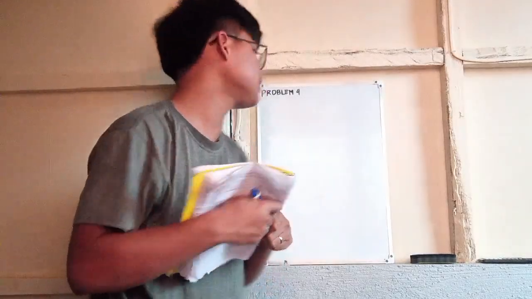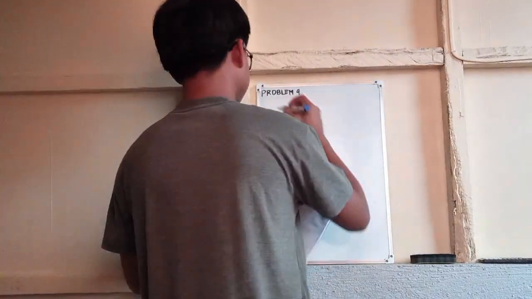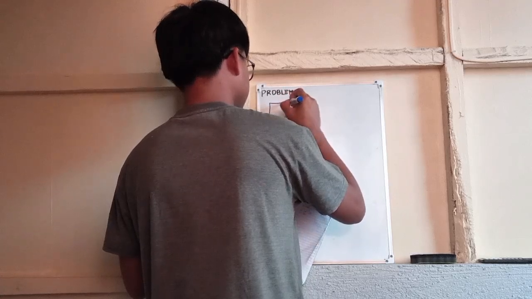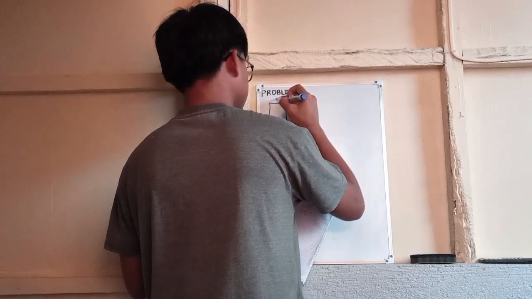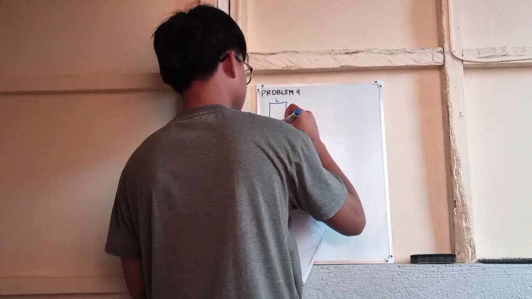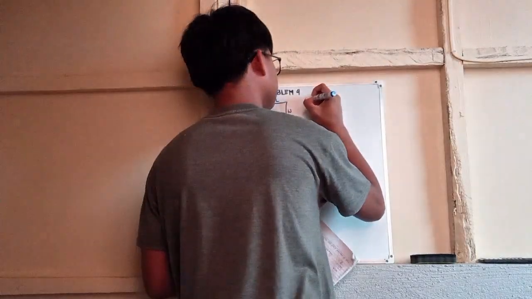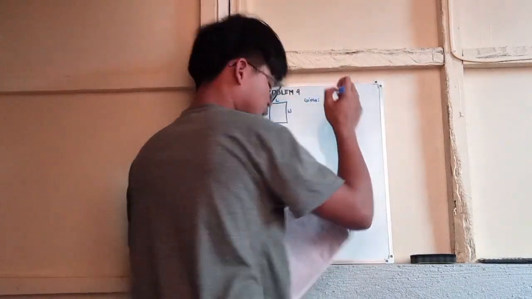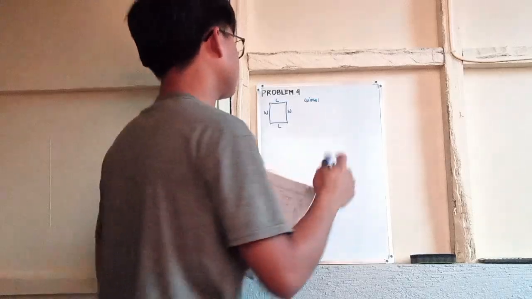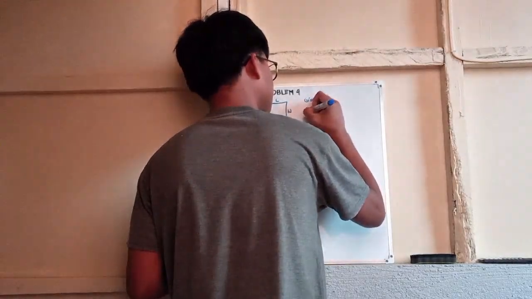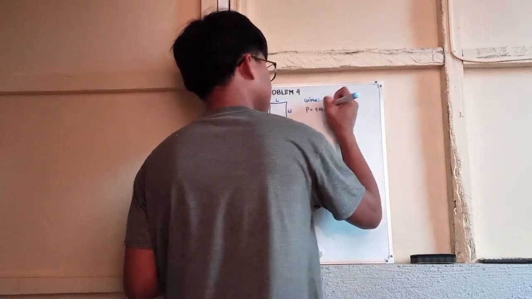So we will proceed to problem 4. Maximize the area of a rectangular field with a perimeter of 400 meters. So first we will draw the rectangular field. Then we will determine what is given in the problem. The only given in this problem is the perimeter, which is 400 meters.